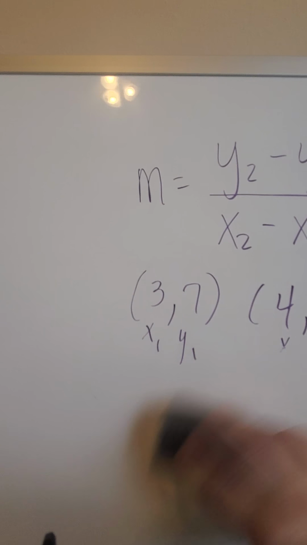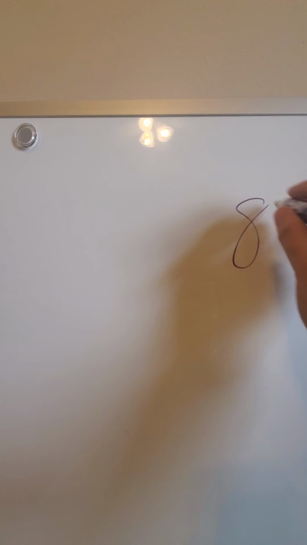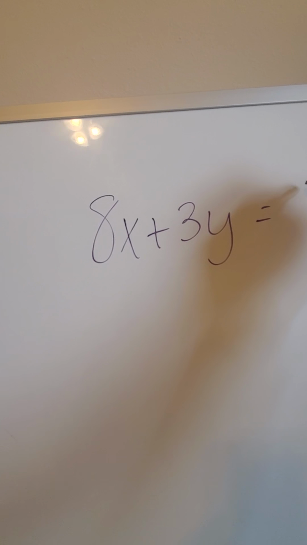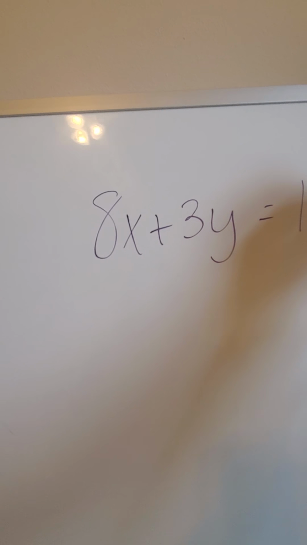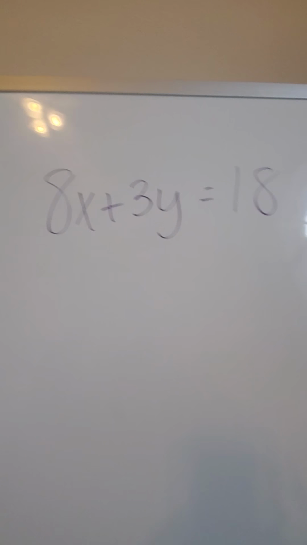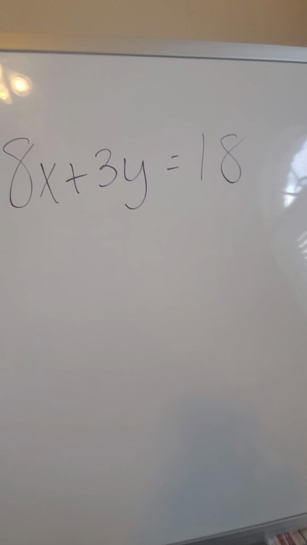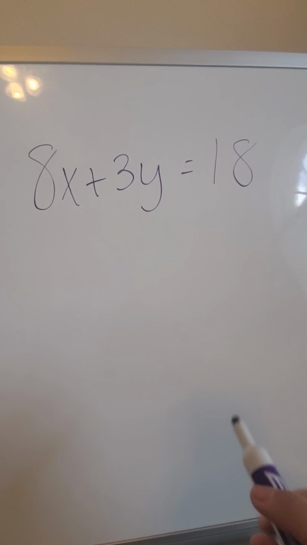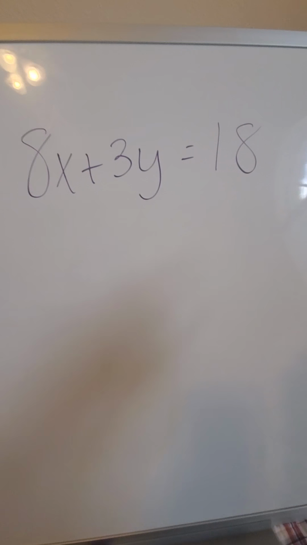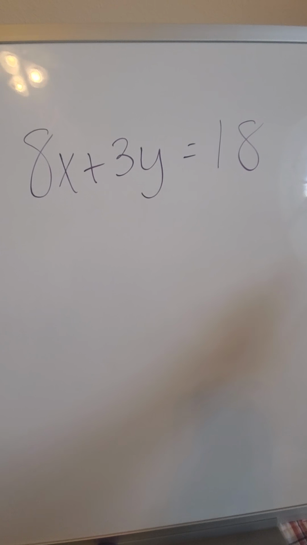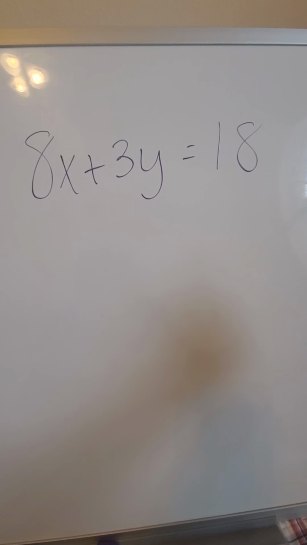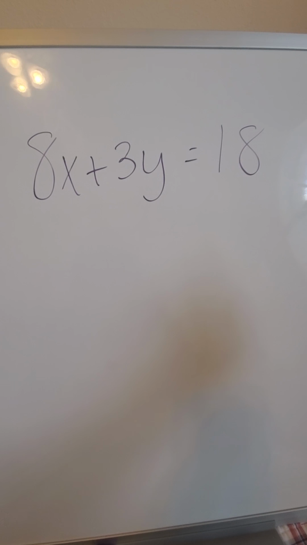Now, besides doing the slope formula, you might be given an equation and asked to find the slope. 8x plus 3y equals 18. So you have options here. I've shown you a little shortcut before, but let me go through and get y by itself. That's the standard way, and then I'll remind you of the shortcut, because with the ACT it's about time management.